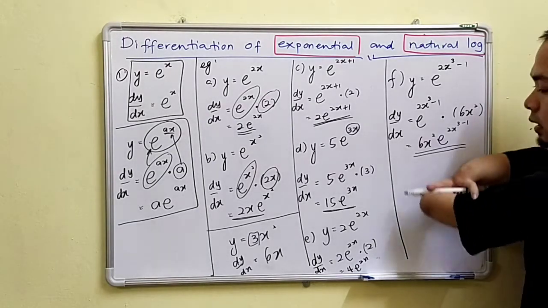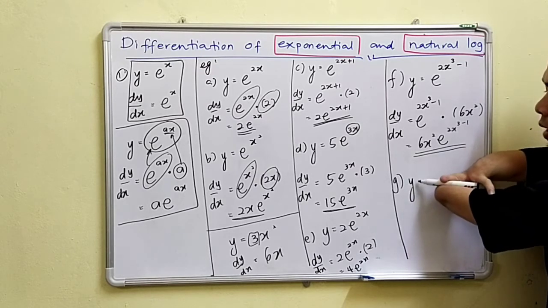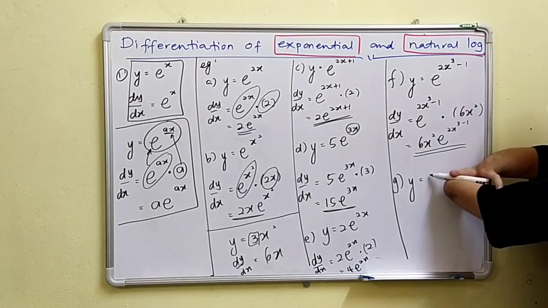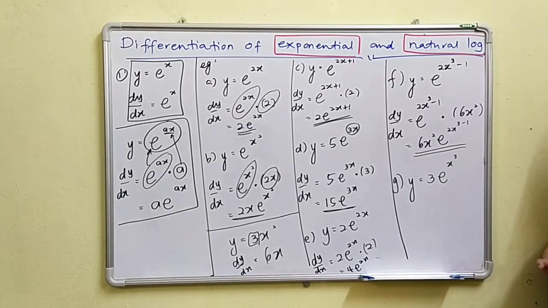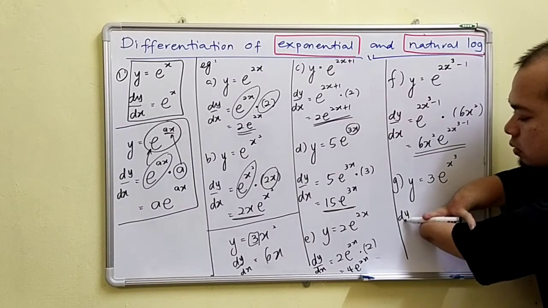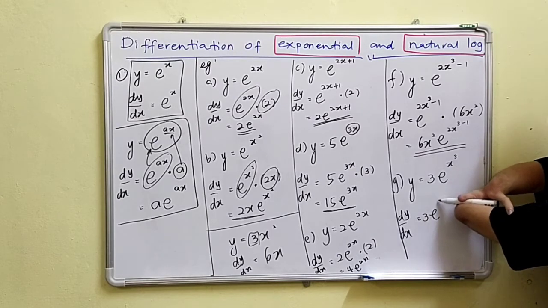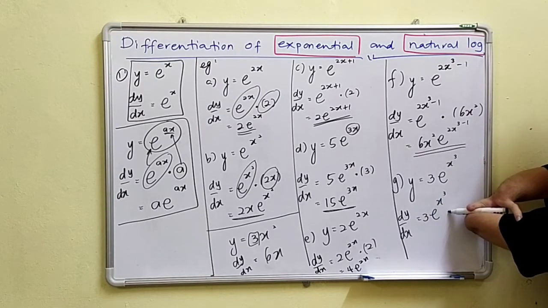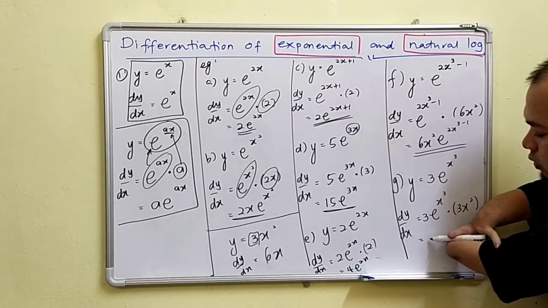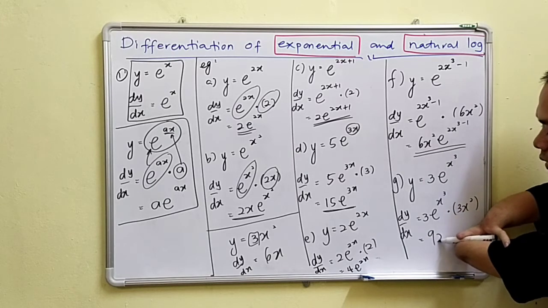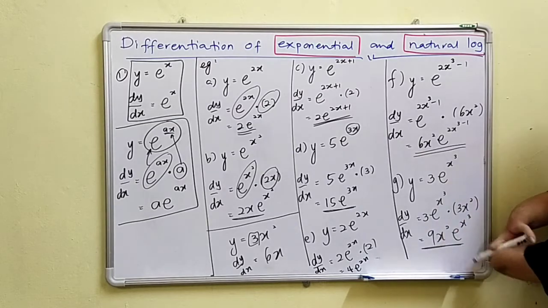minus 1. Next example. If we have y is equal to 3e^(x to the power of 3). Okay, how to differentiate this one? So dy/dx is going to be 3e^(x to the power 3) multiplied by differentiate the power, 3x squared. So this is going to be 3 times 3, 9. So 9x squared e^(x cubed), like that.